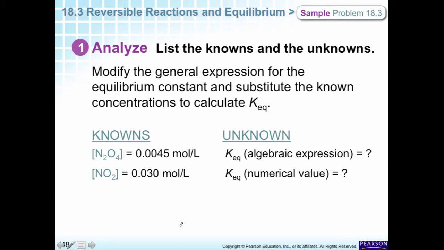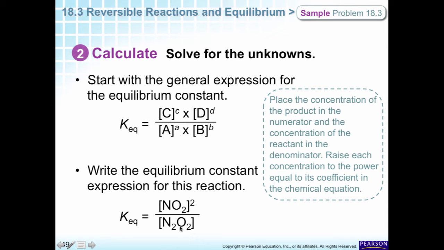So we don't know our K_eq yet. So let's decide how we're going to do that. We know that's our general formula. We only have one of each type of thing. So we have NO2 as our product, and N2O4 is our reactant. And we make 2 moles of NO2 for every mole of N2O4. That's why this is raised to the second power.